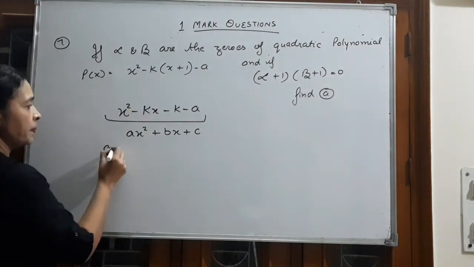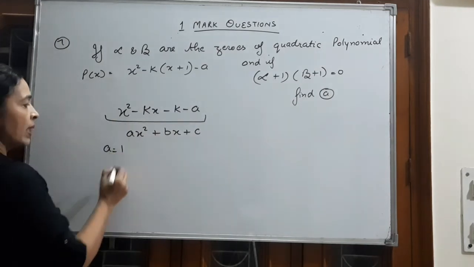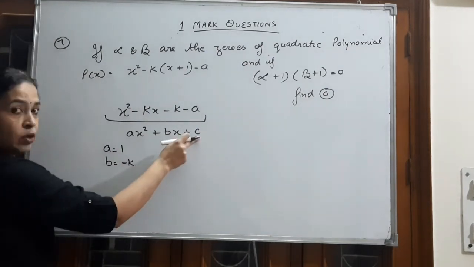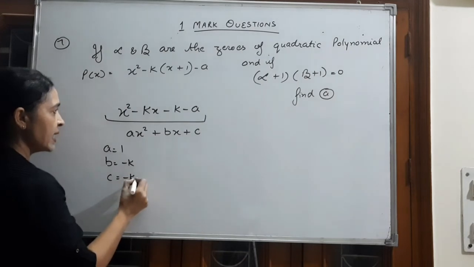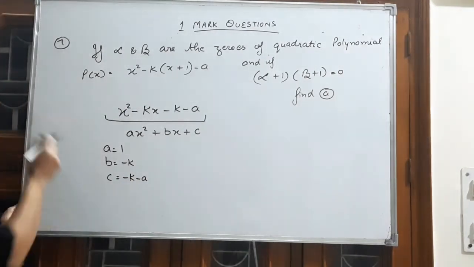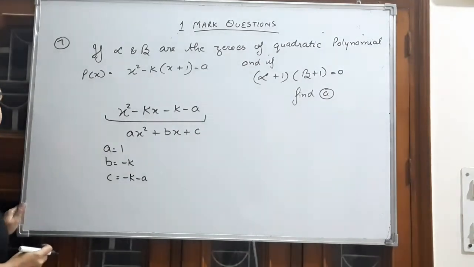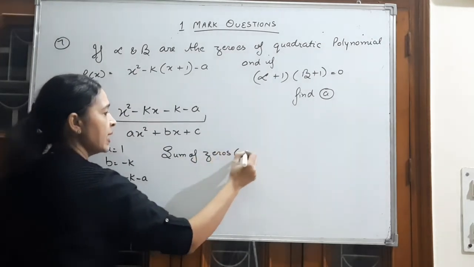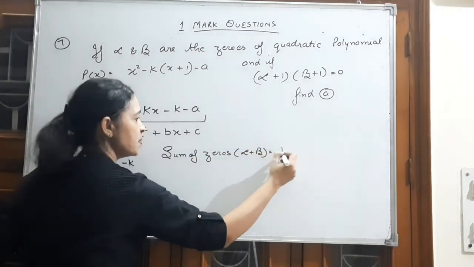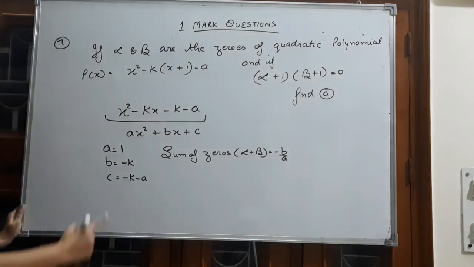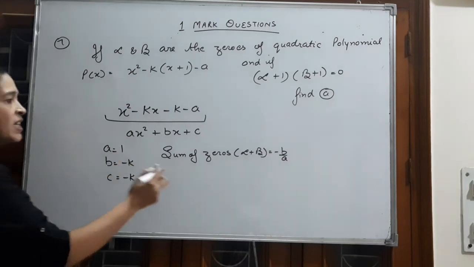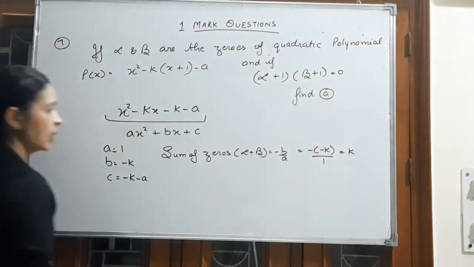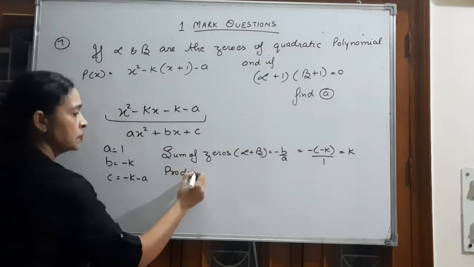In this case, what is a? Coefficient of x square, 1. What is b? Coefficient of x, minus k. And what is c? Constant. c is minus k minus a. Clear? Now, if alpha and beta are the zeros, we know the sum of zeros, alpha plus beta, is minus b upon a. In this case, alpha plus beta will be minus of minus k upon 1, that is k.